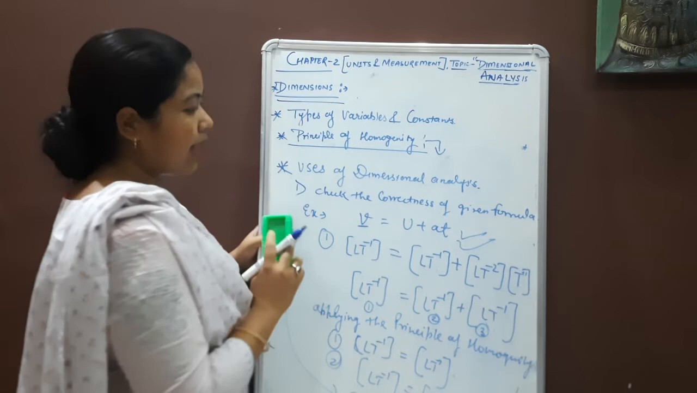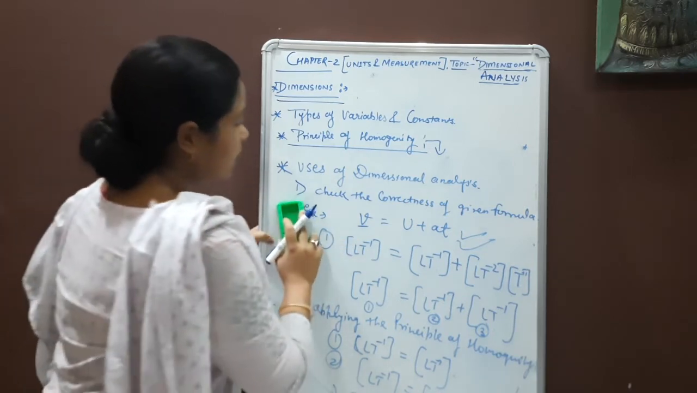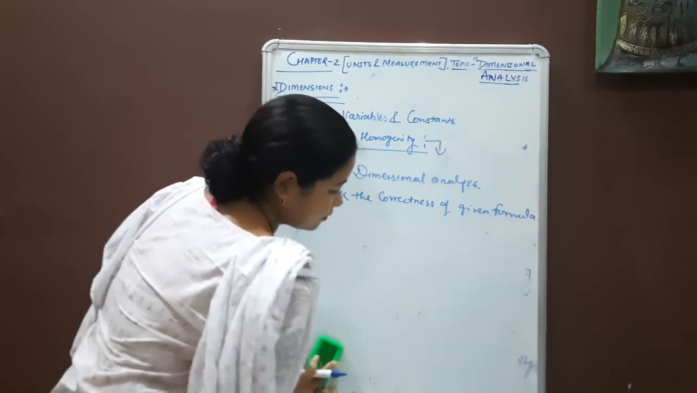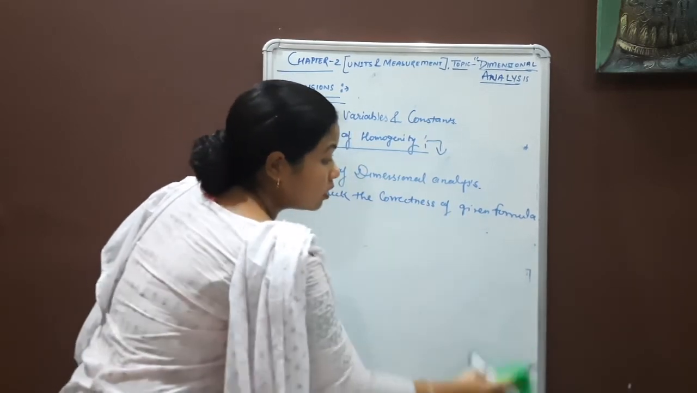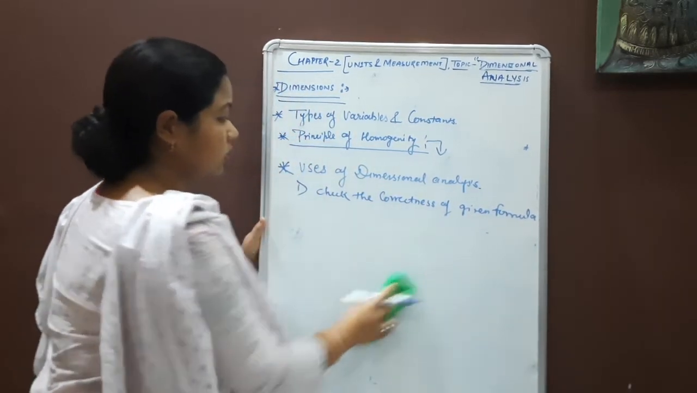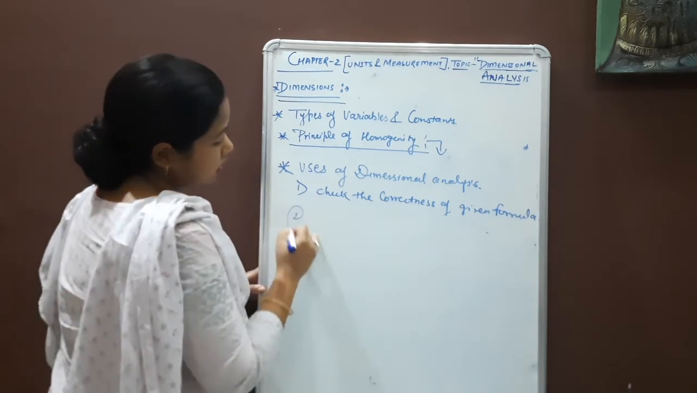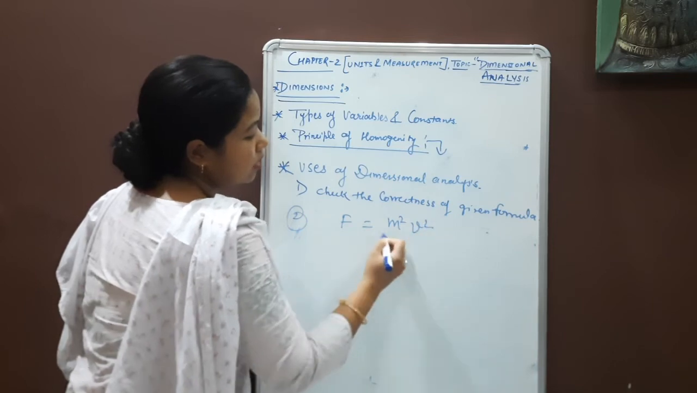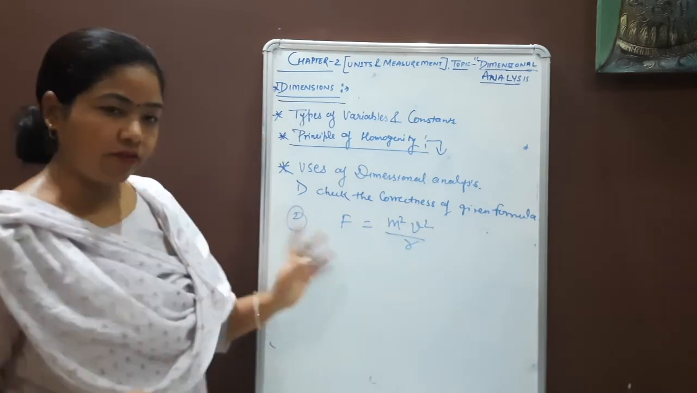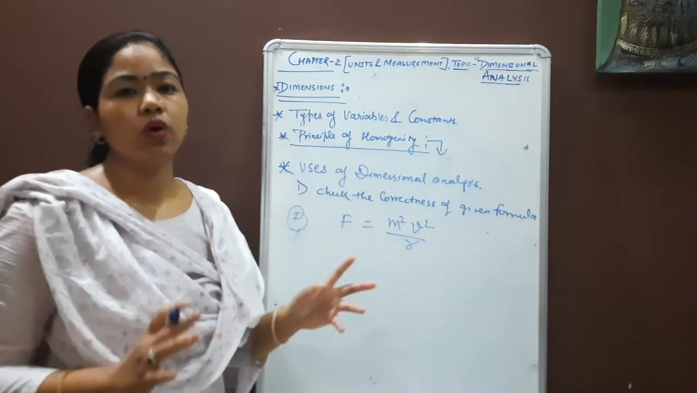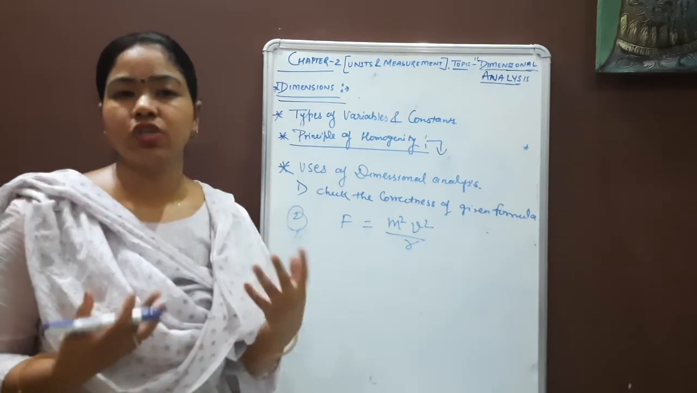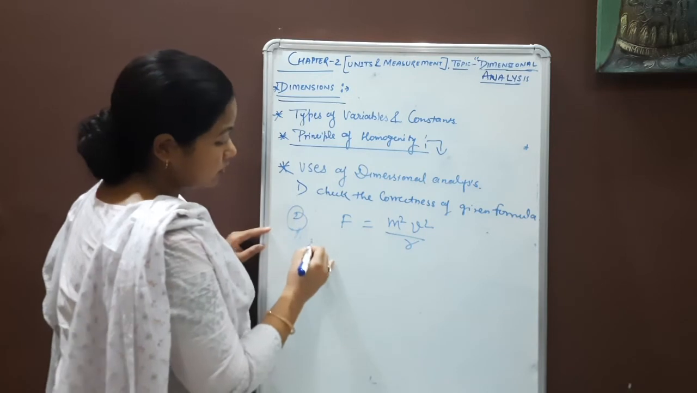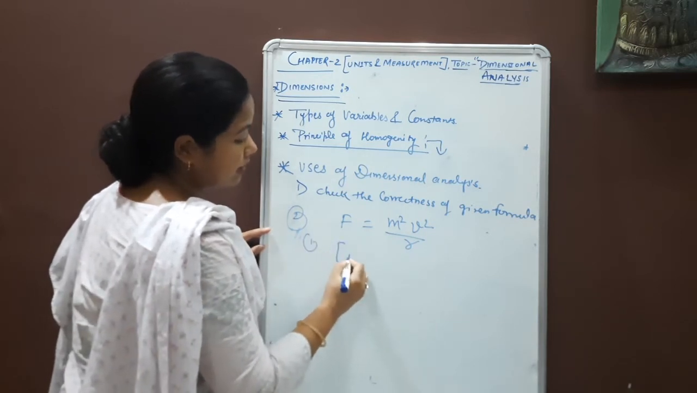So similarly, we can check the dimensions. This is one example where the formula is correct. Now we have one more example. If an unknown formula or relation is given to you, that means if F equals m^2 v^2 upon r, and we don't know about this particular formula, then how can we check the correctness of this given formula? So what will we do? Very first step, we will write down the dimension of the left side.